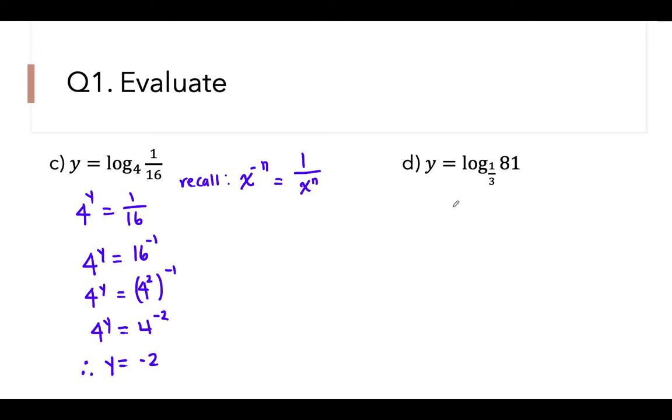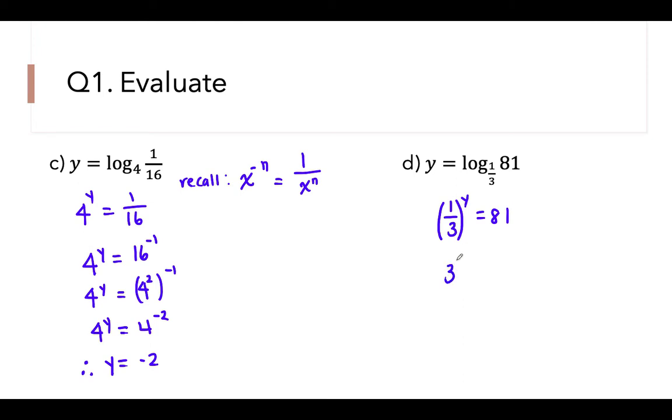Next, base is 1 over 3 to the exponent of y. Now, because we're doing an exponent and then we have a fraction, I'm going to use a bracket. It's very important. Is equal to 81. Now, as you can see, 81 is a bigger number, so I'm going to change the fraction.